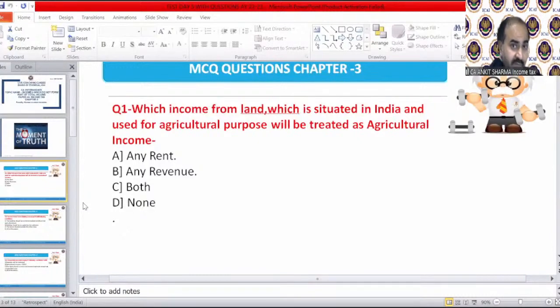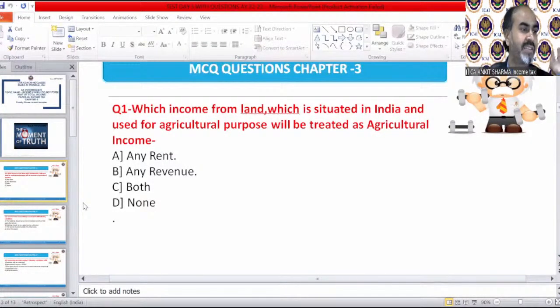Question number 1 is, which income from land which is situated in India and used for agricultural purpose will be treated as agricultural income? Let me see how sincere you are in your studies, because this is, I guess, the first time in this batch that we are taking an MCQ on the same day we read that chapter. So we will see whose IQ level is better than others. Fine. So which income from land which is situated in India and used for agricultural purpose will be treated as agricultural income?